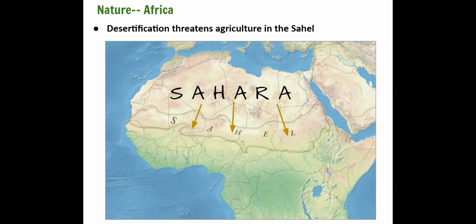But whenever there's a drought, the desert spreads a little bit further south and turns a little more of the Sahara into a desert. And that's creating real problems for the countries in the Sahel who are having a harder and harder time getting the food that they need to survive.